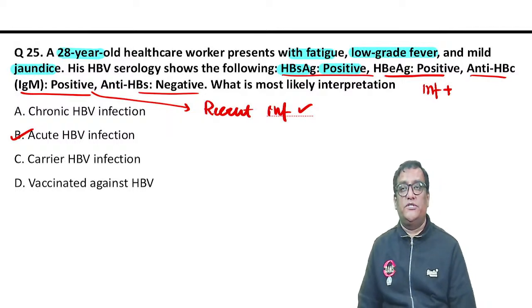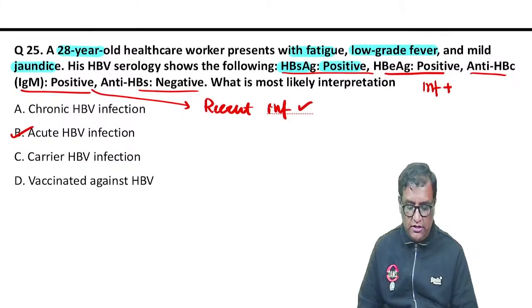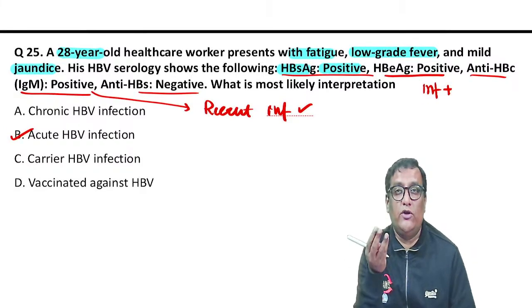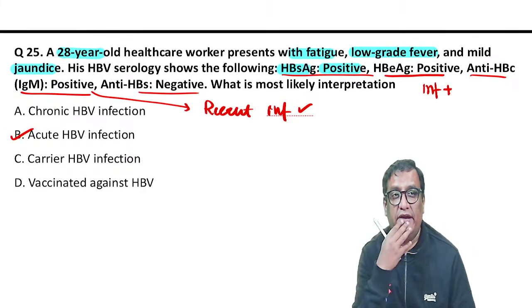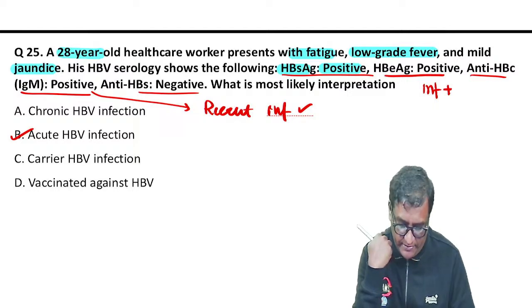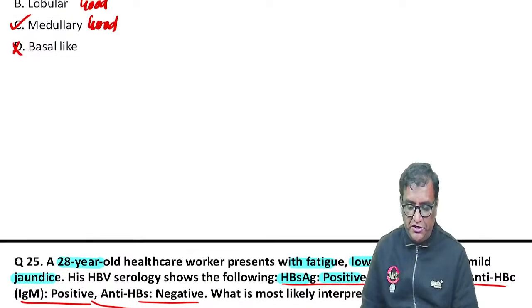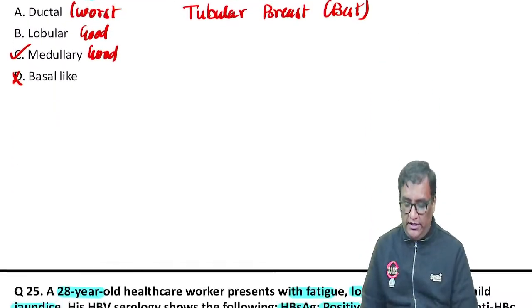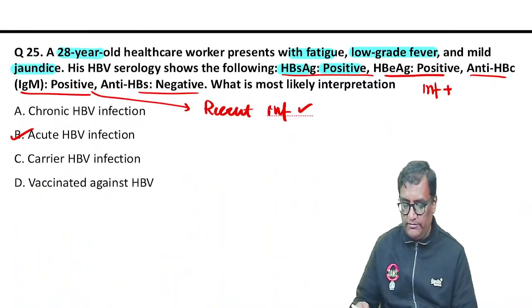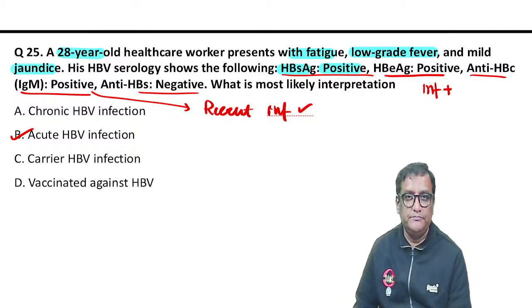So these were your questions. We discussed questions from hepatobiliary, then male genital, female genital, and breast as well. So I hope you got many of the questions right here. A few of them were tricky. If you are having any doubts, please put forward so I can take any doubts as well.